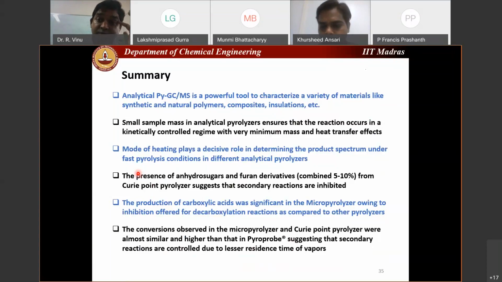generally the Frontier or the Curie point pyrolyzer results in much faster heating rates, and the secondary transformations are quite low compared to the Pyroprobe.